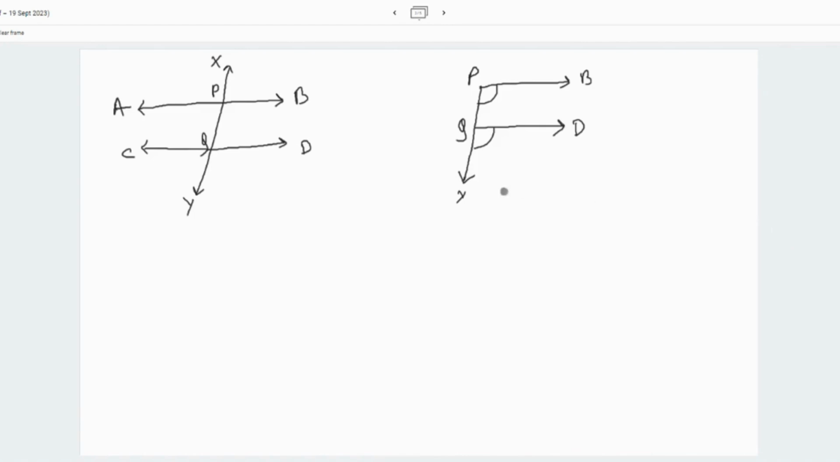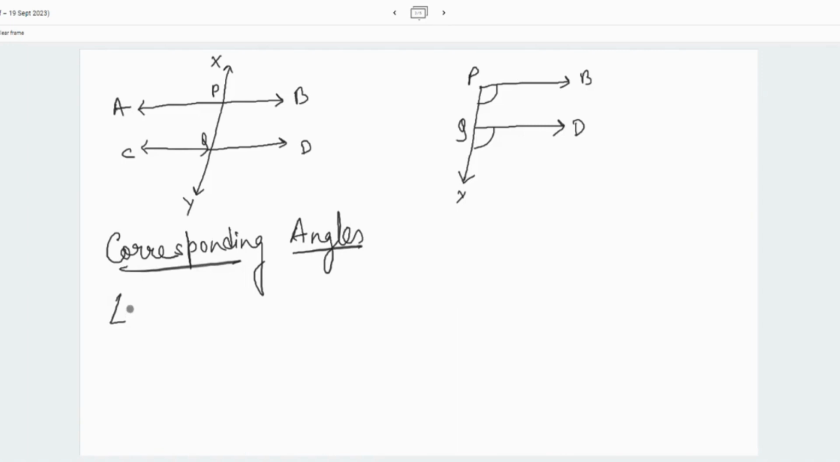Okay, so over here, corresponding angles. Correct. So from this diagram, I can see that angle BPQ is equal to angle BQY. And in this case, both of them are obtuse angles.